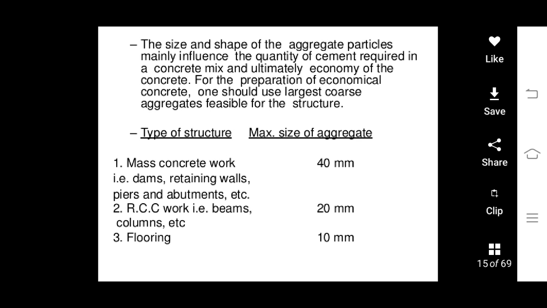How much size of aggregate should be used for which type of concrete is given in the following chart. For mass concrete work, like dams, retaining walls, piers and abutments, aggregates of size up to 40 mm are used. For RCC work, that is beams, columns, etc., the aggregate is restricted to a size of 20 mm and below. And for flooring, the size of aggregate should be limited to 10 mm.